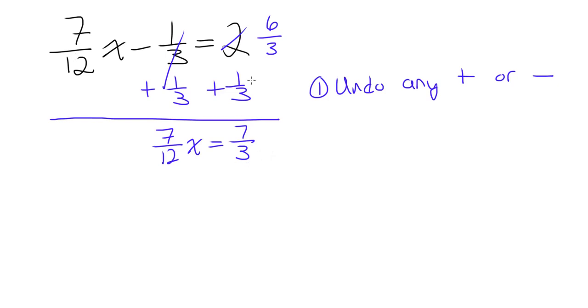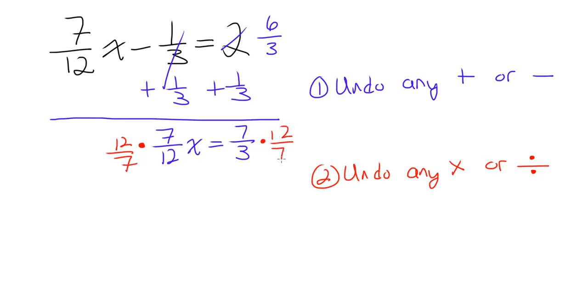So our next step is to undo any multiplication or division. And the way we undo multiplication by a fraction is we flip and multiply. So we're going to multiply both sides of this equation by 12/7. So on the left, they cancel each other out, leaving me with 1x.